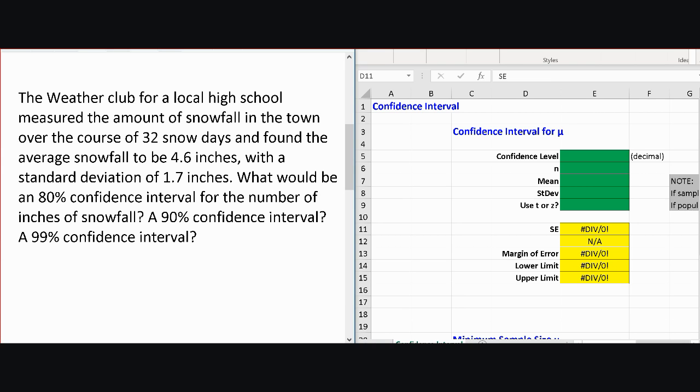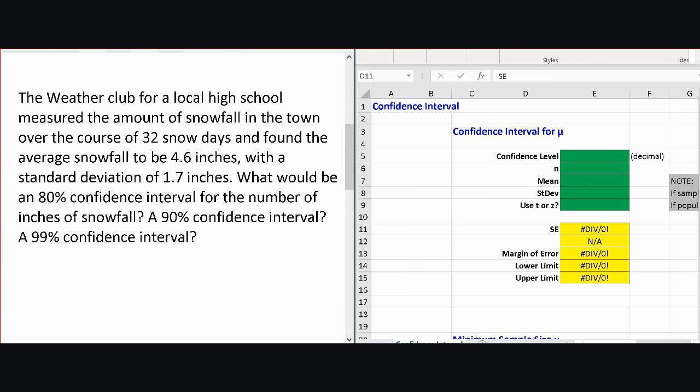So the Weather Club has measured 32 snow days worth of snow and found that their sample mean, their sample average amount of snowfall, was 4.6 inches. We want to build a confidence interval for the population mean, right? We want to be 80% confident that the population mean is within a certain range of that 4.6 inches that we found for the sample. We want to be 80% sure in this range of numbers that the Weather Club is giving out to the community. So let's plug into the calculator and see what we find.